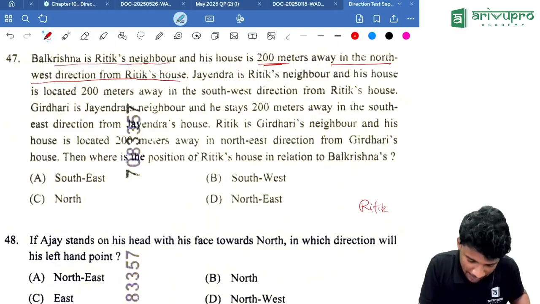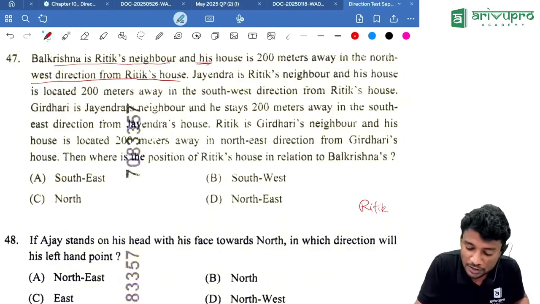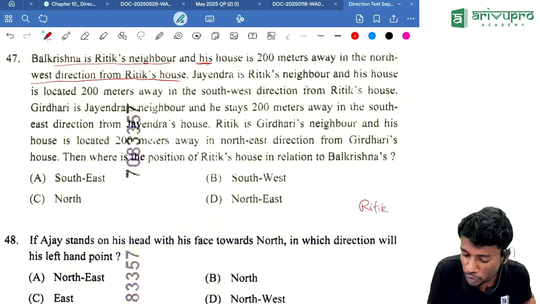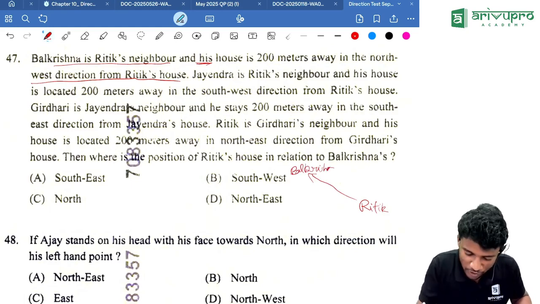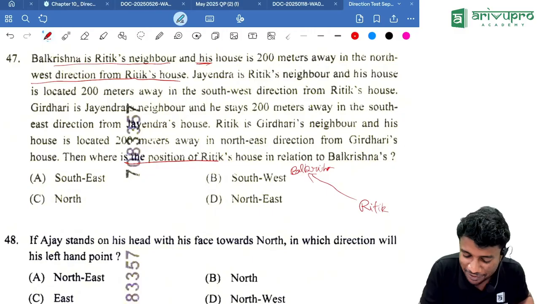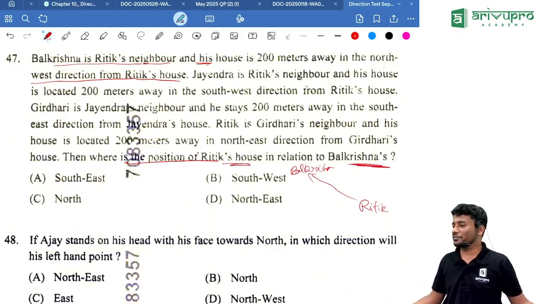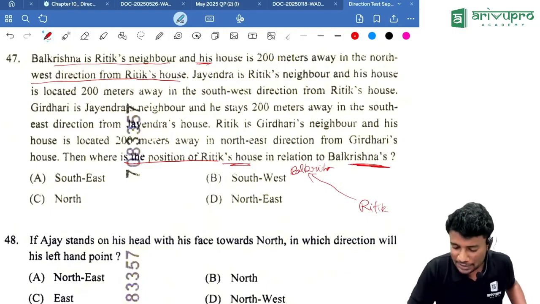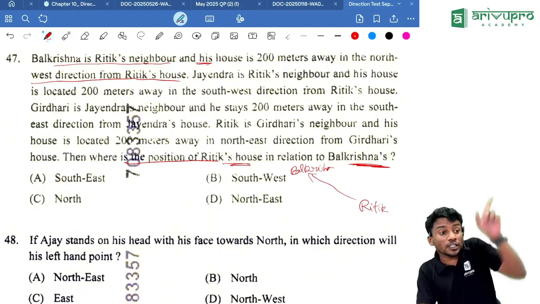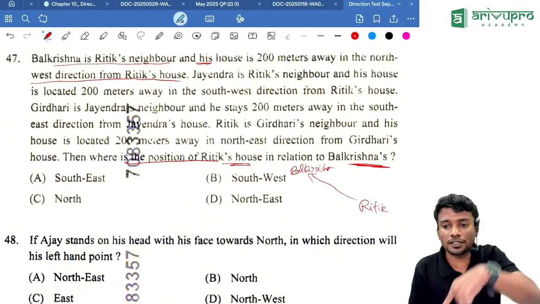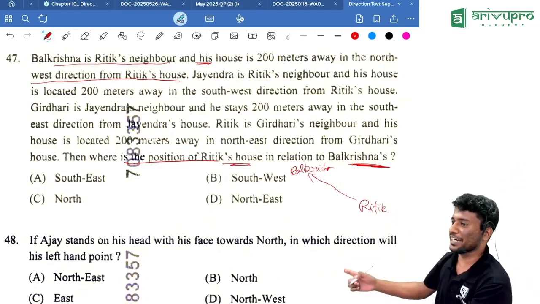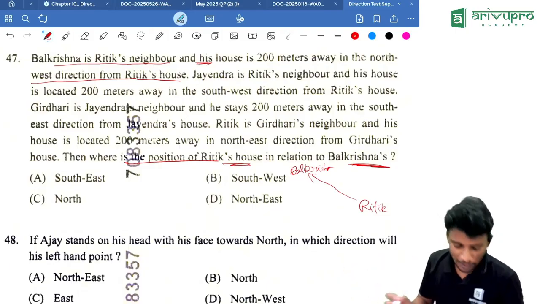Balakrishna is Ritik's neighbor and Balakrishna's house is 200 meters away in the northwest direction. What do you mean by that? Here is Balakrishna. Correct? Now the question is, where is the position of Ritik's house with respect to Balakrishna? What is the answer, people? Balakrishna's house is northwest of Ritik's house. Then Ritik's house is in the opposite direction. What is that? Southeast.